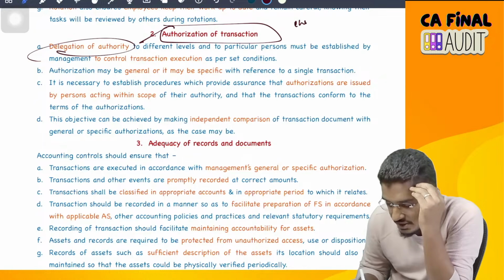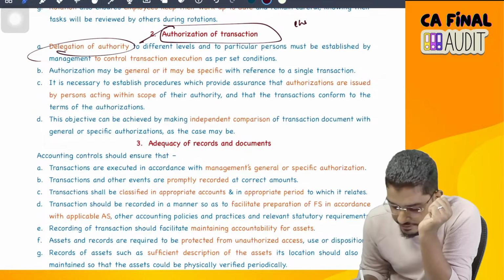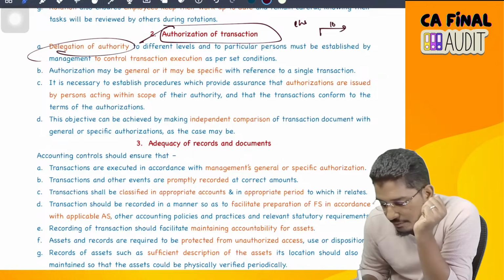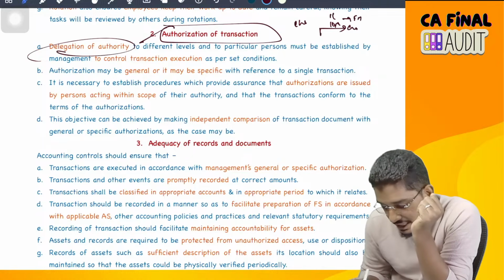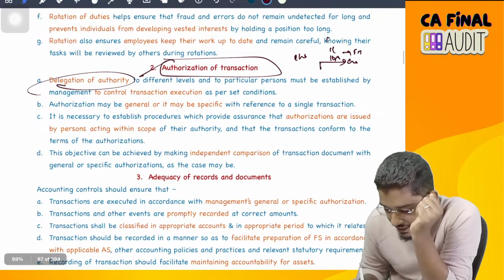If I give you one example, check payment signing authority. If you look at organizations, they will have policies like up to 10,000 the cashier himself can sign. Up to 1 lakh rupees the finance manager can sign. Up to 10 lakh rupees the finance head can sign.